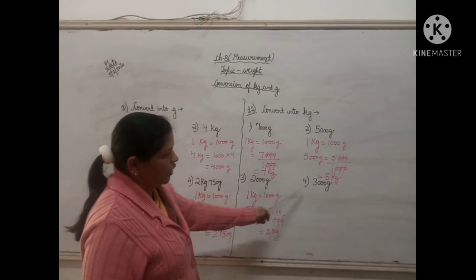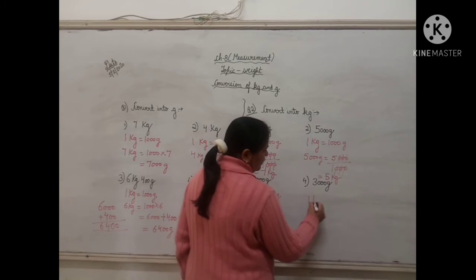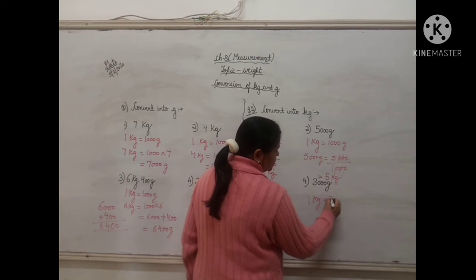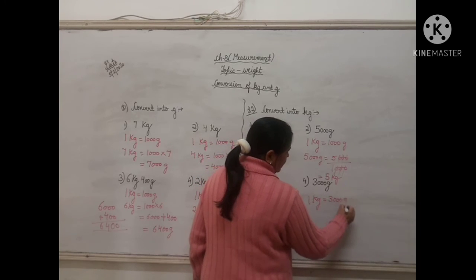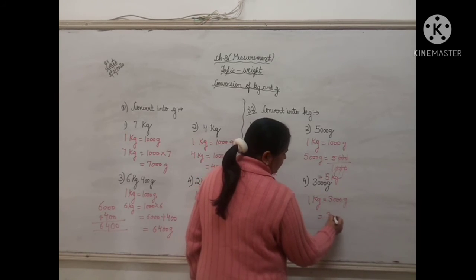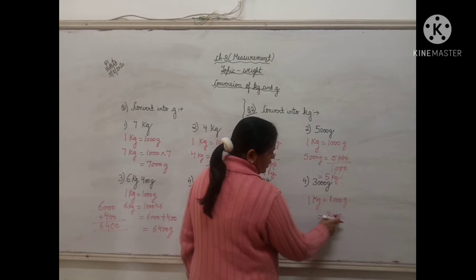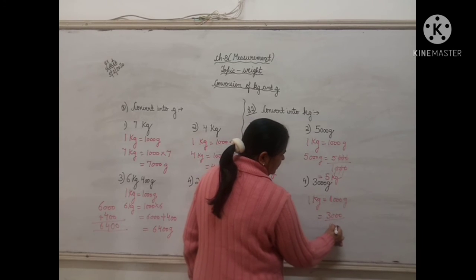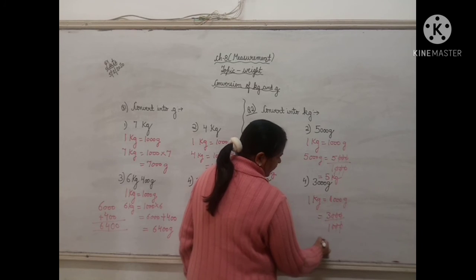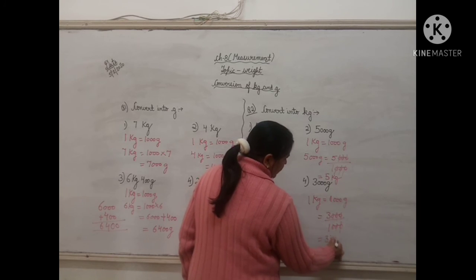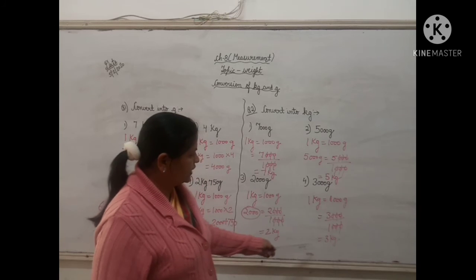Now the fourth one, again write the formula that 1 kg equals 1000 gram. 3000 equals 3000 upon 1000. Cut 0 by 0 and the answer will be 3 kg. So children, it is clear.